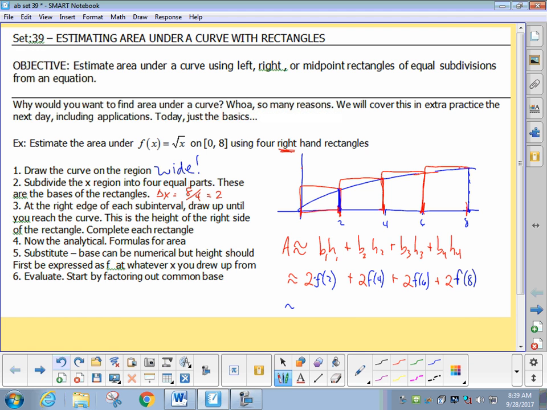Now, there are 2 types of rectangle problems, where the subdivisions of the bases are all the same and where the bases are not equal. In this case, all the bases are the same, so you can factor out a 2. We can also start evaluating f at 2 is the square root of 2. In this case, the function I'm dealing with is the square root function. So f at 2 means the square root of 2. F at 4 means the square root of 4. F at 6 means the square root of 6, and f at 8 is the square root of 8. At this point, then, you can pick up your calculator and give me an estimate.